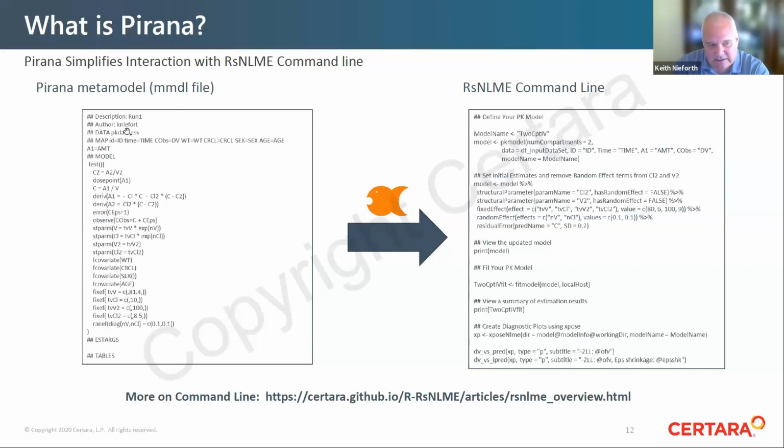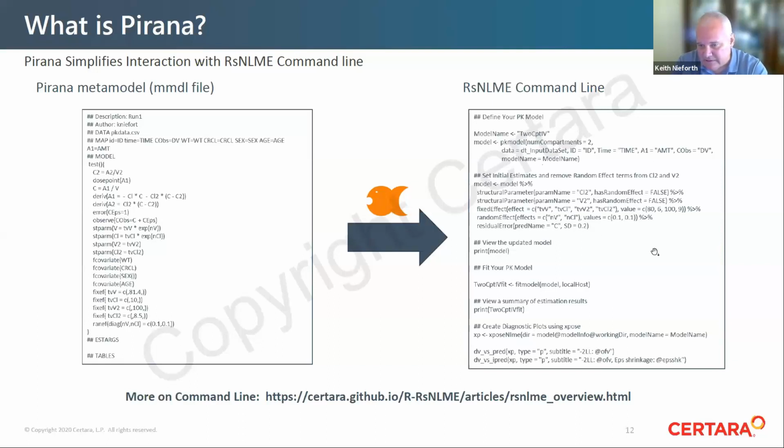There's a data set designation, a map. This is where you're basically telling the model where the variables are in your data set, and then the model code, and you can provide estimation arguments to the engine and specify additional table outputs. Although unlike NONMEM, the default table outputs from NLME generally are sufficient to support the types of diagnostics and things you want to do. And what Piranha does is it translates that into command line.